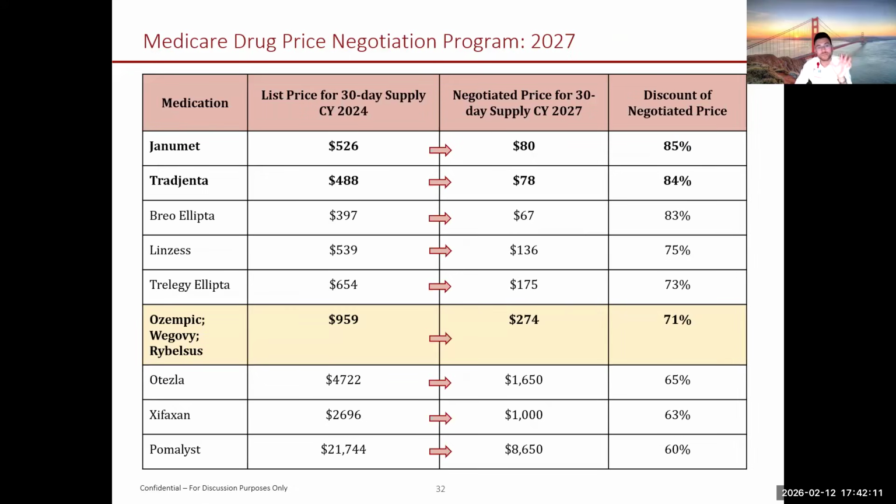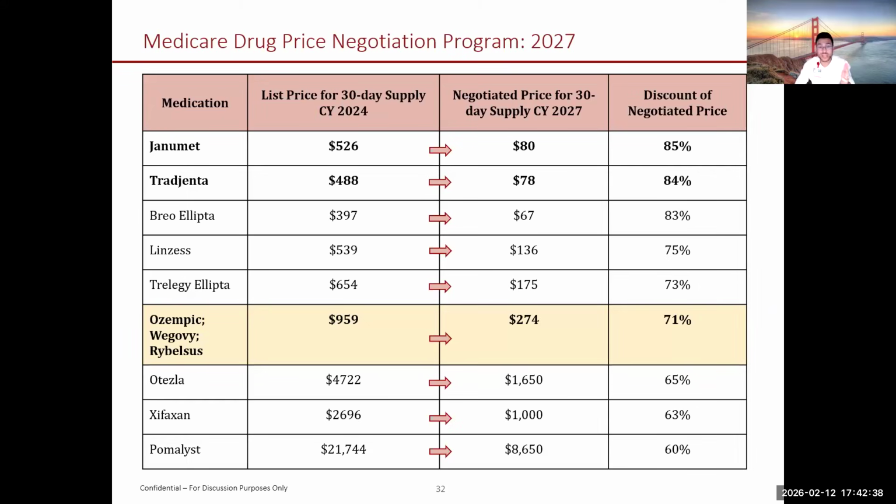Janumet, which is a DPP-4 inhibitor mixed with metformin, Tradjenta, another DPP-4 inhibitor, and Ozempic, in all forms. So semaglutide is the generic name; Ozempic, Wegovy, and Rybelsus are all the same drug. Those are the 3 drugs on the 2027 cycle that will have their price discounted. Specifically, I really want to key in on Ozempic, Wegovy, and Rybelsus, all forms of semaglutide.